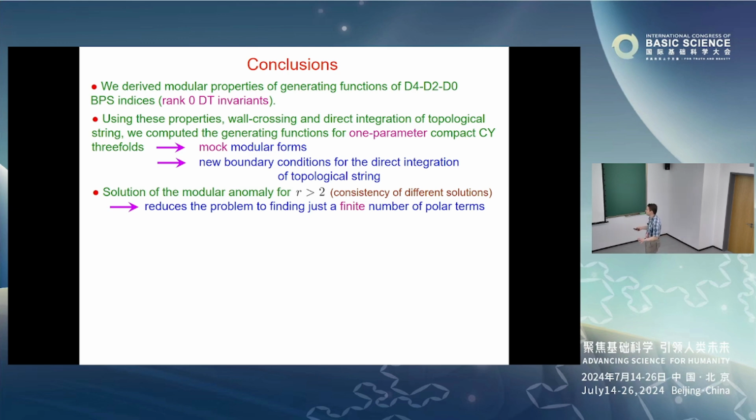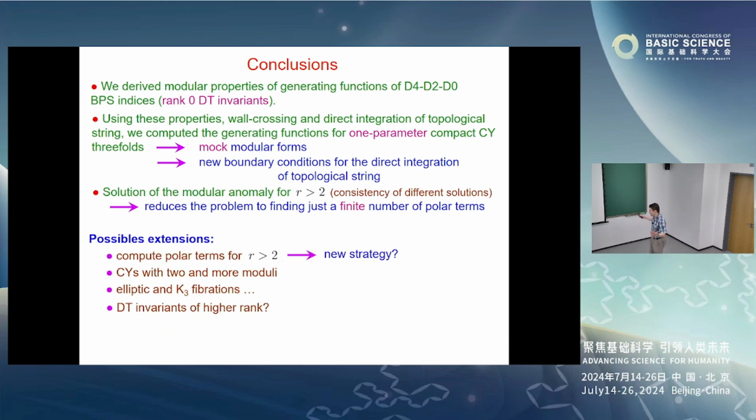You remember I mentioned solutions in terms of DMZ, in terms of Vafa-Witten, and now I presented this indefinite theta series solution. And one can show that all of them are consistent, in the sense that the difference between different solutions is just a usual modular form. So there is no problem. And once we know these solutions, the whole problem of computing the generating functions reduces just to finding a finite number of terms, these stupid polar terms.